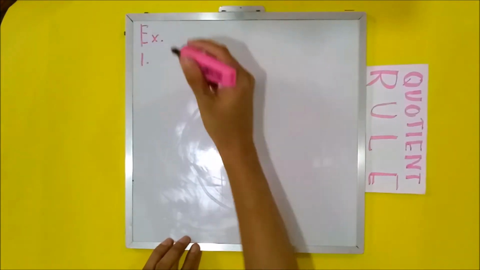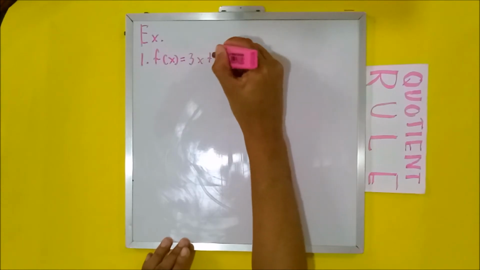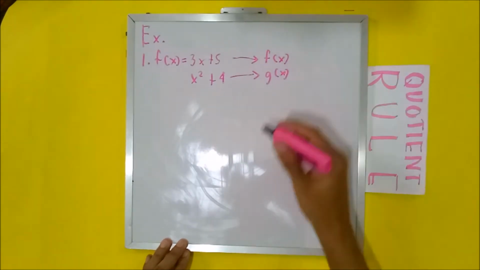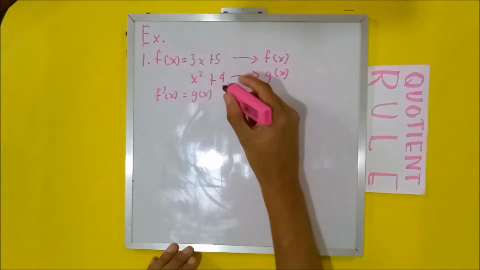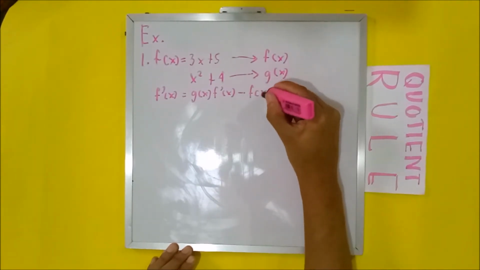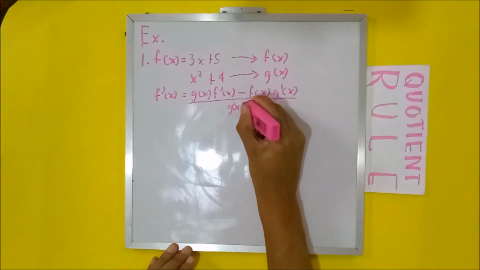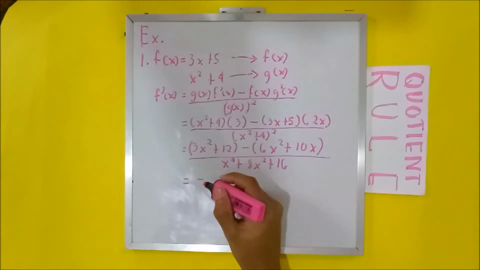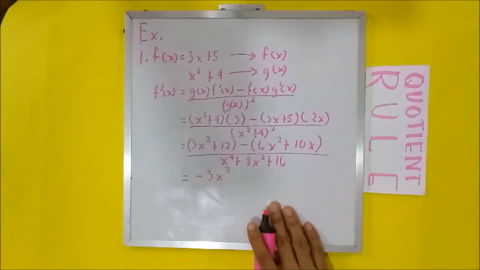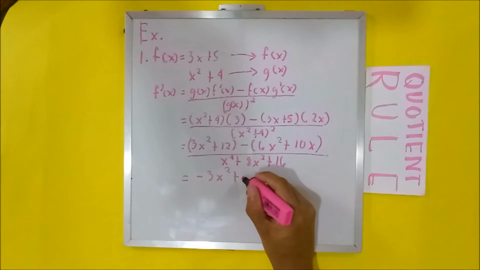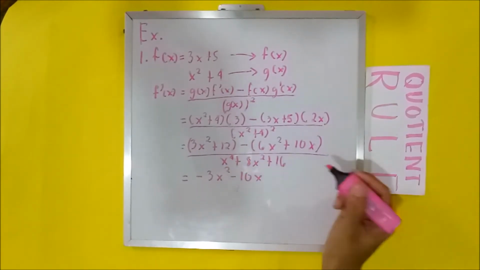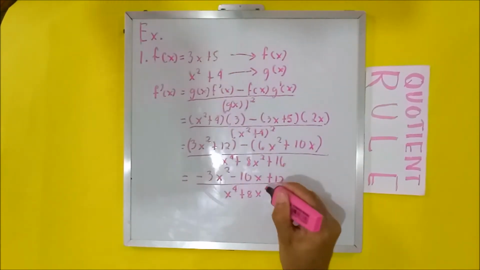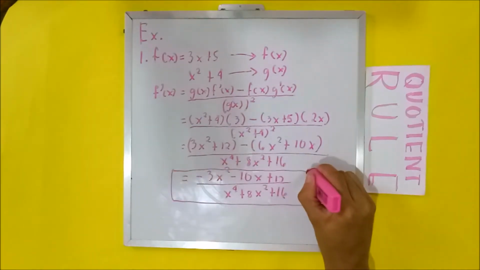For example, f of x is equal to 3x plus 5 divided by x squared plus 4, where 3x plus 5 is f of x and x squared plus 4 is g of x. We use the formula d/dx of the quantity f of x all over g of x, substitute the values, and then simplify. And we have f prime of x is equal to negative 3x squared minus 10x plus 12 all over x raised to 4 plus 8x squared plus 16.